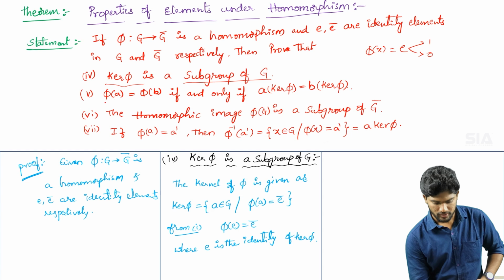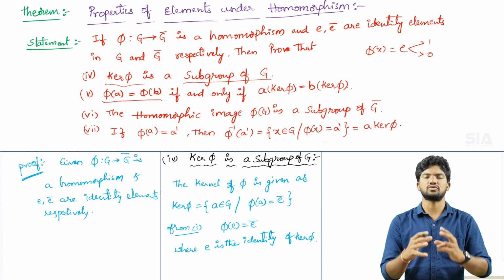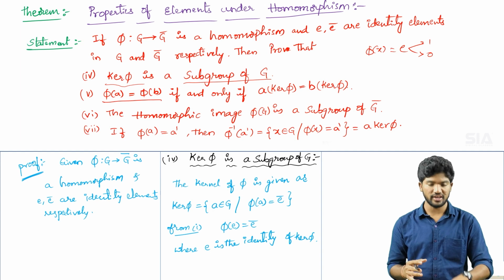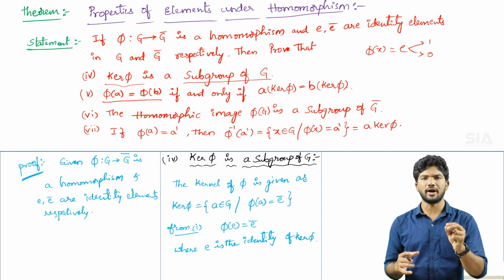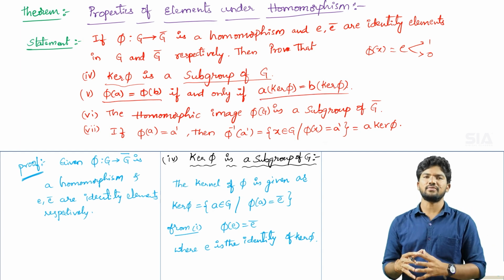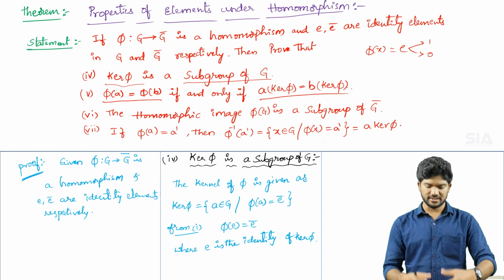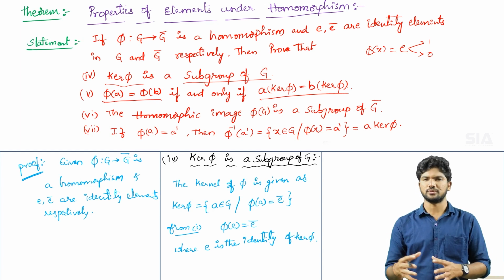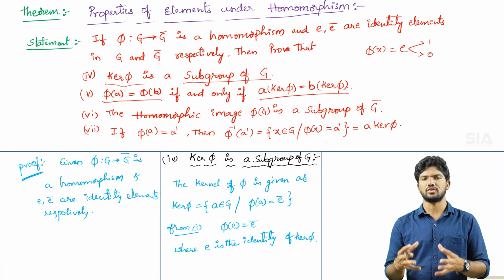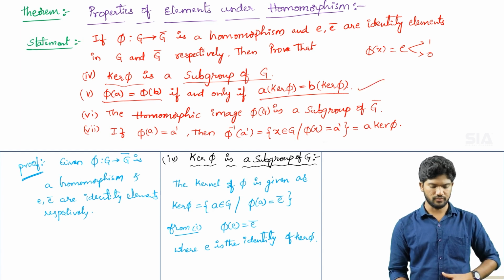And the fifth condition is phi of a is equal to phi of b. The homomorphic images of two elements are equal if and only if a into kernel phi is equal to b into kernel phi. Then we have to prove that a into kernel phi is equal to b into kernel phi. This is a consequence of the properties of the coset. The property says that a into H is equal to b into H if and only if a into b inverse is equal to capital H. So by using that condition we can prove this fifth condition.